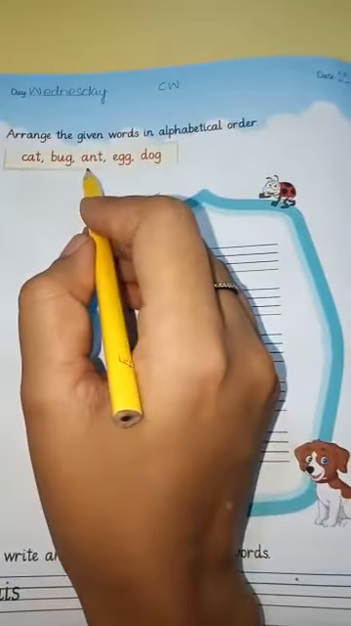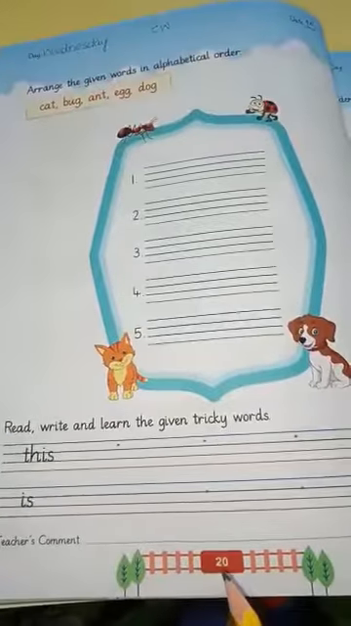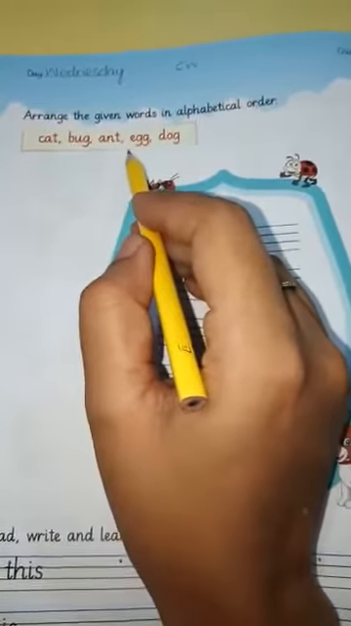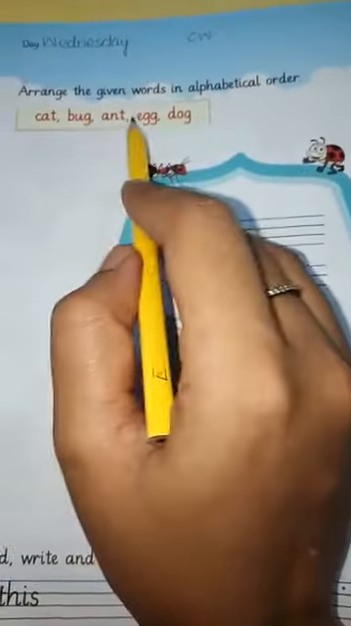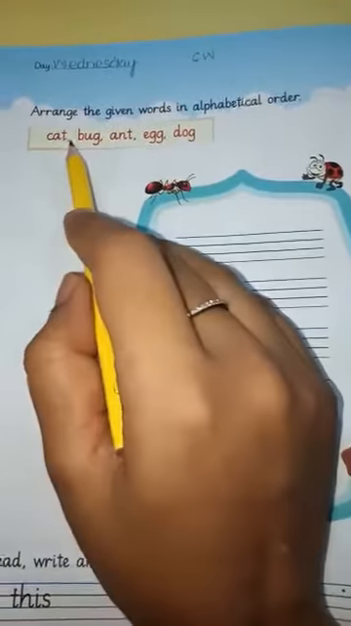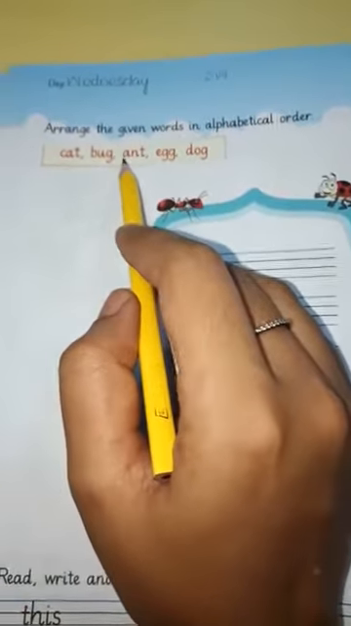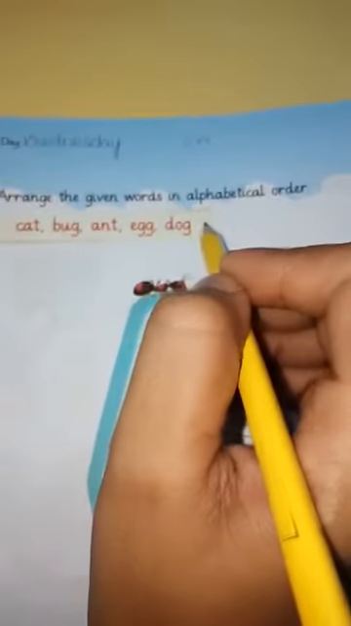Now how do we do this? Look at the book. Look at page number 20. There are some words given in the box. We have to arrange these words in alphabetical order. When we arrange the words, we look at the first letter of the word.